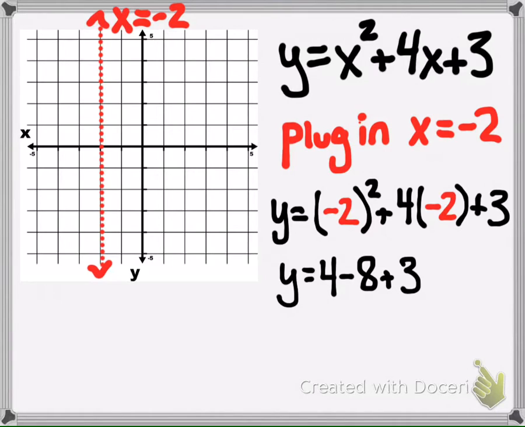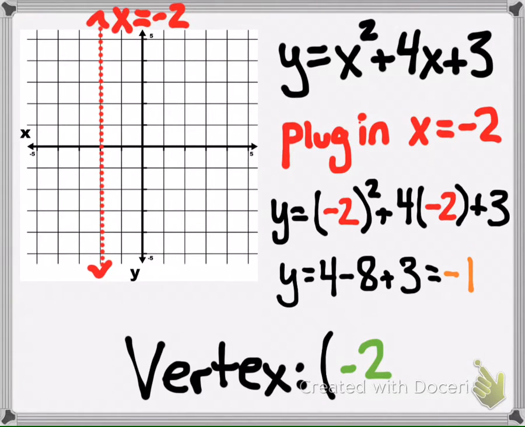Now this simplifies down to y equals negative 1. So I can write my vertex as negative 2 because that's the x value of my vertex, negative 1 because that's the y value of my vertex. And I'm going to plot that point right to the left and then 1 down.